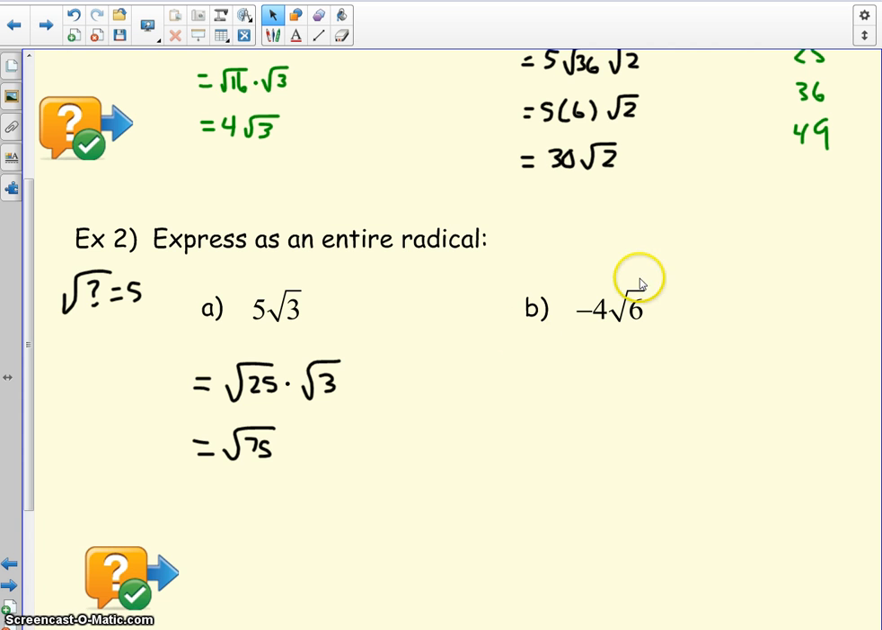Now for this last one, I'm going to do something similar. One little trick, though, comes with this negative. I'm going to leave this negative alone, and I'm going to show you why after. I'm just going to take the 4, and again, the square root of what is 4? Well, the square root of 16 is 4. So I'm going to rewrite 4 as the square root of 16, so the square root of 16 times the square root of 6. I can multiply those square roots together using the multiplication rule, and that's going to give me the square root of 96.